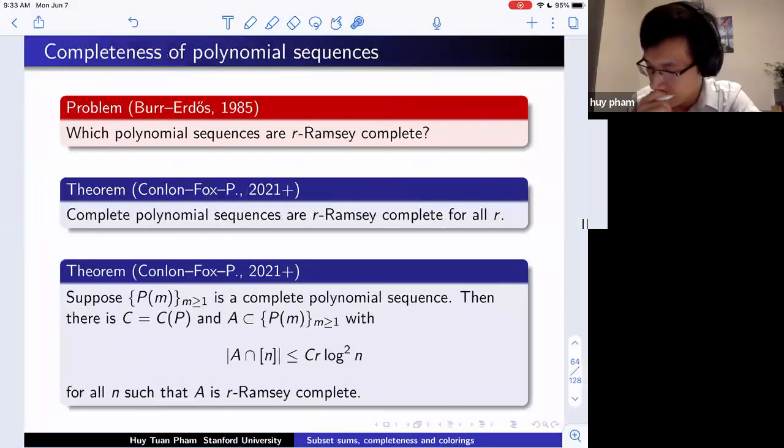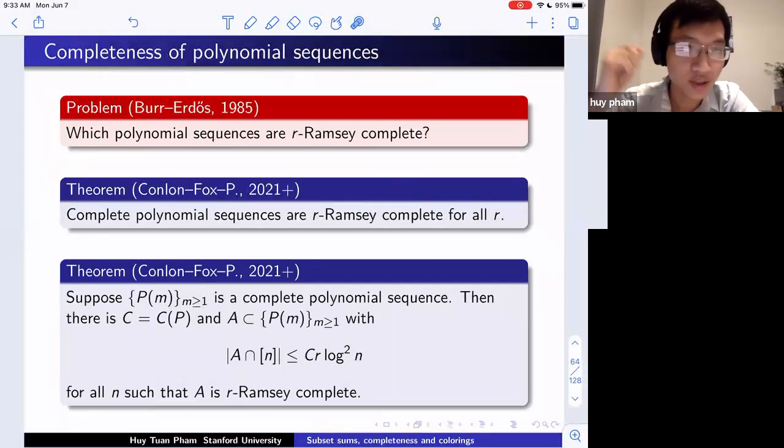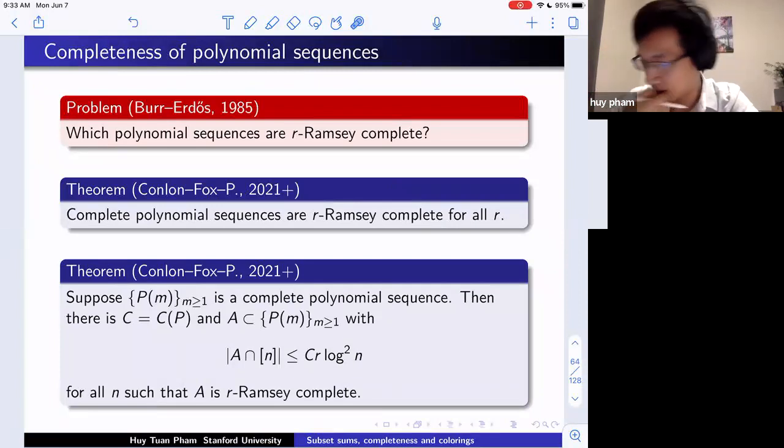So the proof of this also roughly follows along the lines of the previous result, although it's a bit more complicated because we have to deal with the polynomial values.